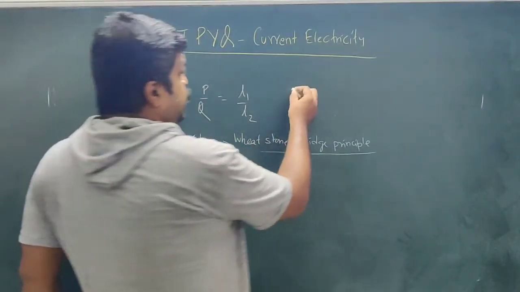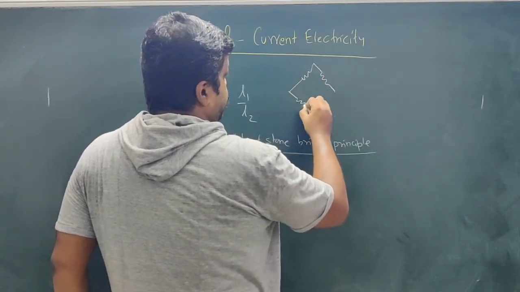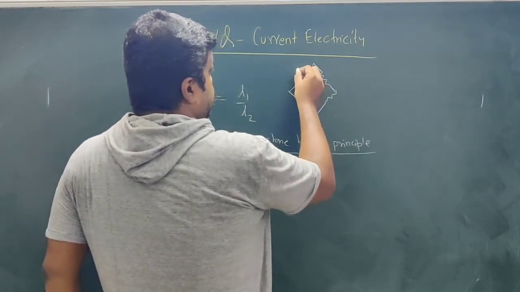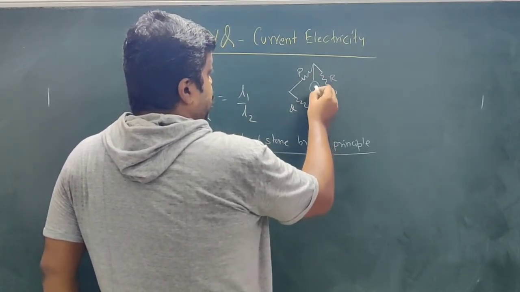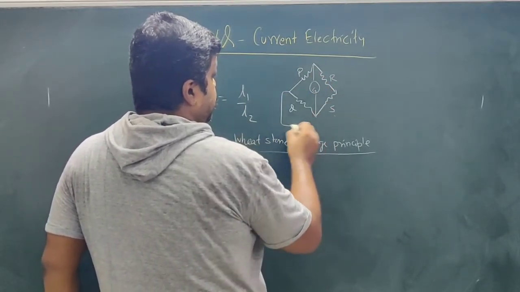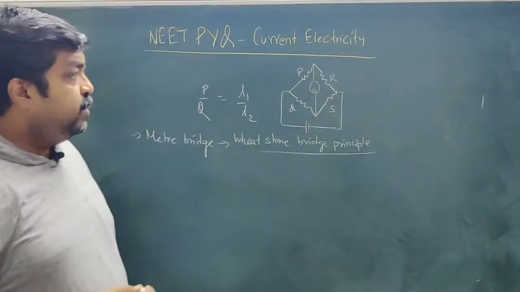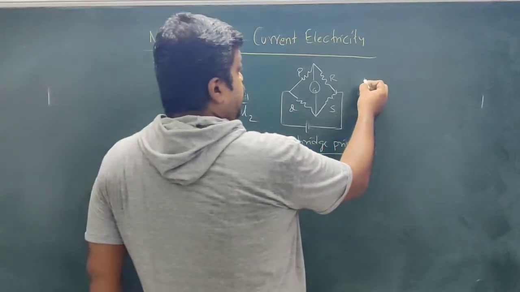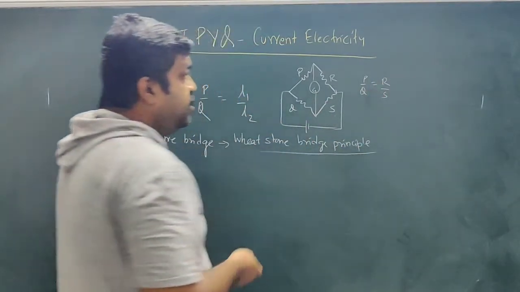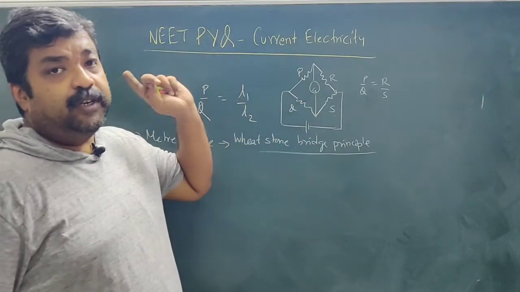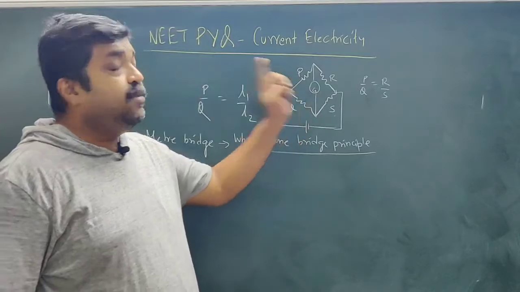Now, in a Wheatstone bridge, suppose if I draw this Wheatstone bridge, this is P, this is Q, this is R, this is S, this is the galvanometer, and this is the battery. Now we say that under balance condition, P by Q is equal to R by S. Balance condition means no current flows through the galvanometer. So when no current flows through the galvanometer, under that condition, P by Q equal to R by S.